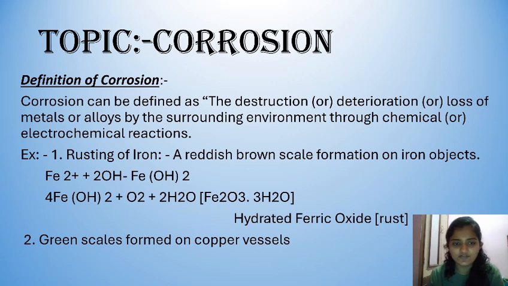Let us know the examples for corrosion. First one is rusting of iron. A reddish brown scale formation on iron object is an example of corrosion. Second example is green scales formed on copper vessels, which is another example of corrosion. Moving on to the next slide.